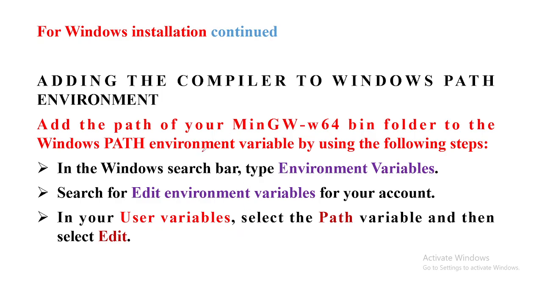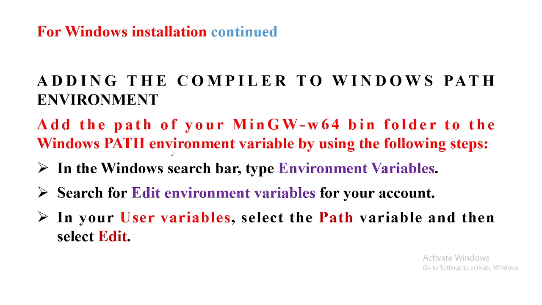Now, when that is complete, the next thing you're going to do is to add the compiler to the Windows path environment. By adding the compiler to the Windows path environment, you are simply saying that the system should recognize that you have a compiler. In other programming languages, maybe like Python, they will ask you during the installation wizard whether to add it to path immediately, but this one does not do that, so you add it by yourself.